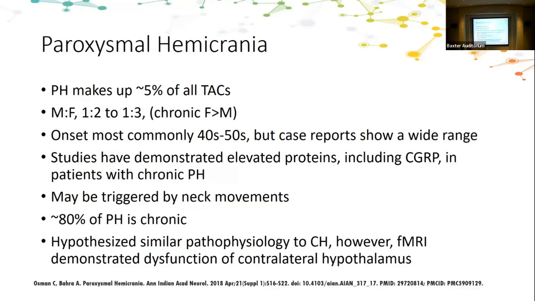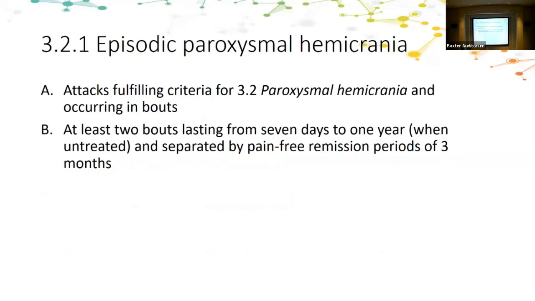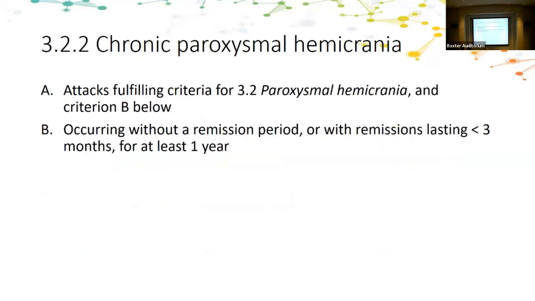About 80% of PH is chronic, and it's hypothesized to have that similar pathophysiology of dysfunction in the hypothalamus. However, functional MRIs demonstrate the dysfunction of the contralateral hypothalamus instead of the ipsilateral hypothalamus, like in cluster headache. To be episodic, similarly, about 7 days to 1 year, and separated by a pain-free remission period of 3 months. So we're getting kind of a pattern here.